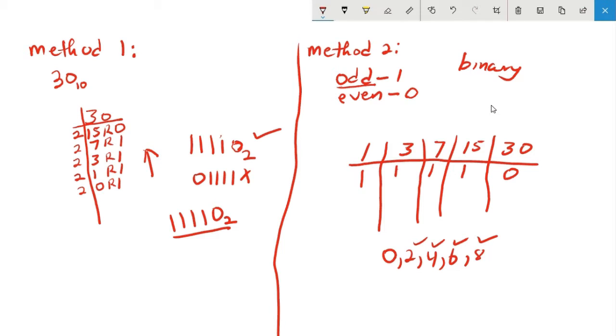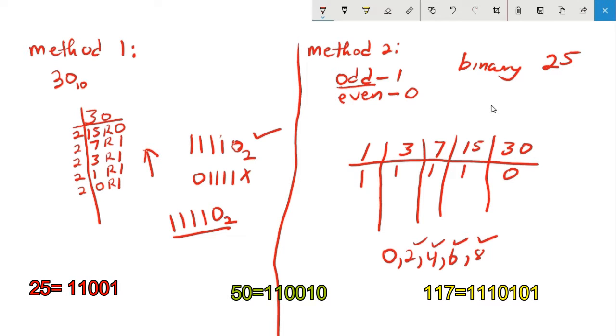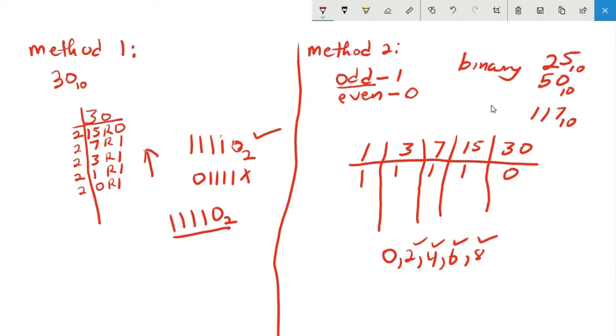Alright, so I want you to test any one of these methods using the following digits: 7, base 10.